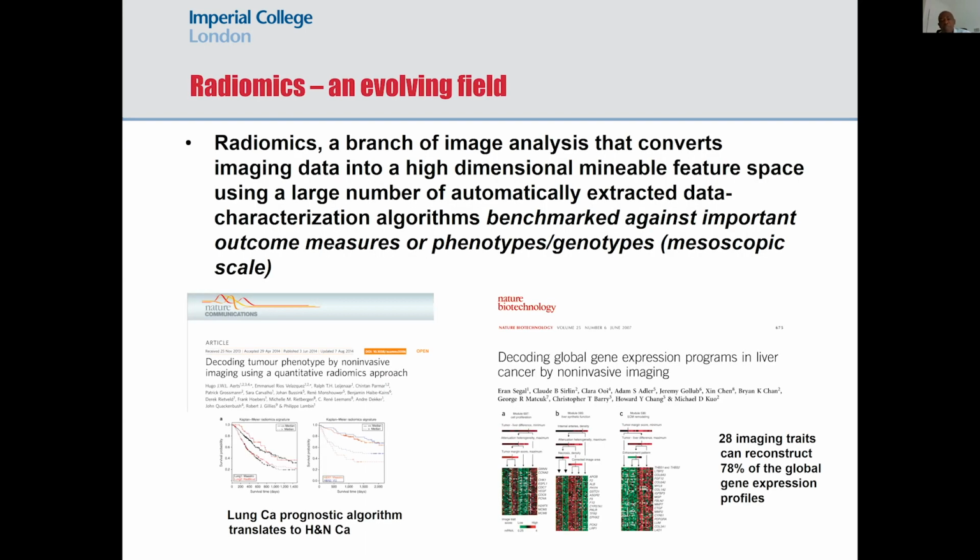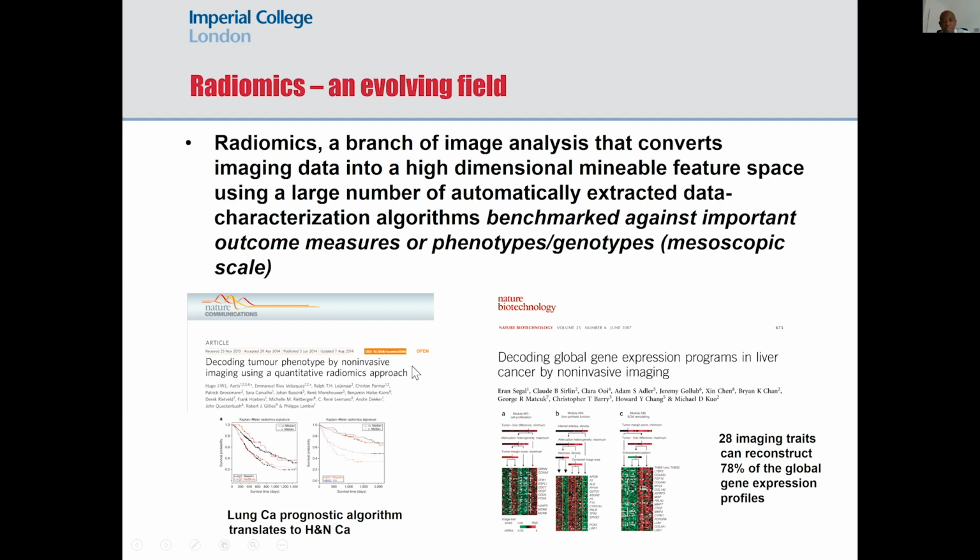So radiomics is a rapidly evolving area, and together with deep learning constitutes probably the highest growth area in medical imaging. Radiomics is an imaging analysis approach that converts the image data into high-dimensional, mineable feature space. What I want to add is the ability to link this to various phenotypes and genotypes so that we can place it in the context of cancer research.